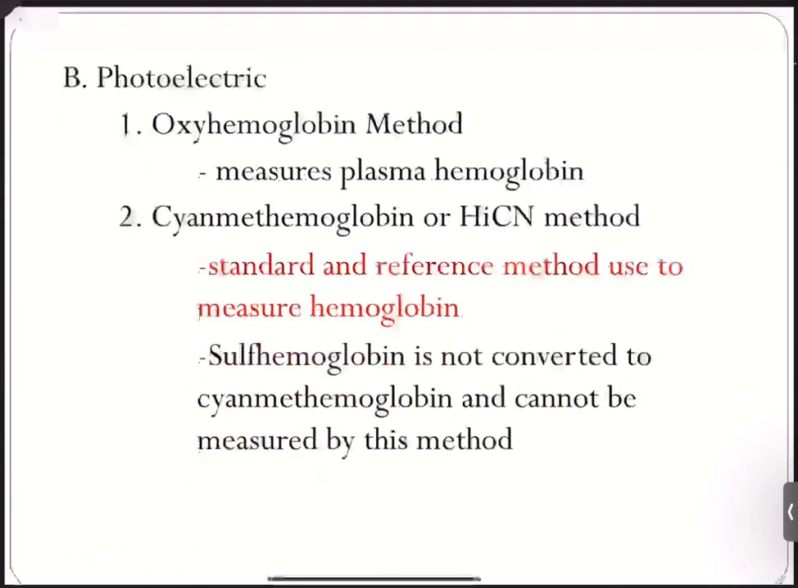Next you have your photoelectric method. Usually this uses spectrophotometry or photometry, to check the desired hemoglobin content of your blood. So first you have the oxyhemoglobin method. It measures the plasma hemoglobin. Okay, oxyhemoglobin is usually the normal hemoglobin found in your blood. The normal hemoglobin is measured using your photoelectric method.